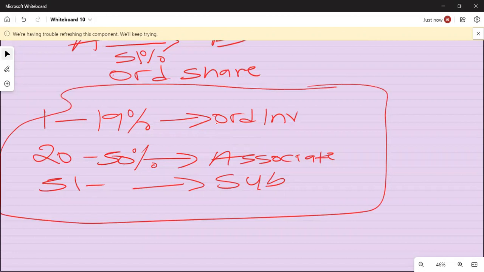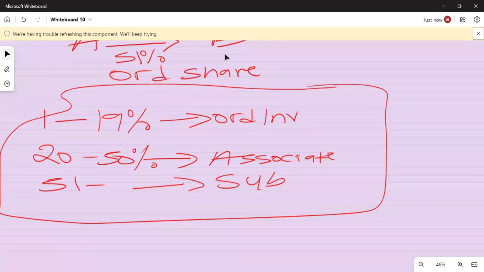If you have from 1 to 19%, that's what we call ordinary investment. If you have from 20 to 50, that's what we call associate. And when you have more than 50, that is what we call a subsidiary. Okay? Note this down.